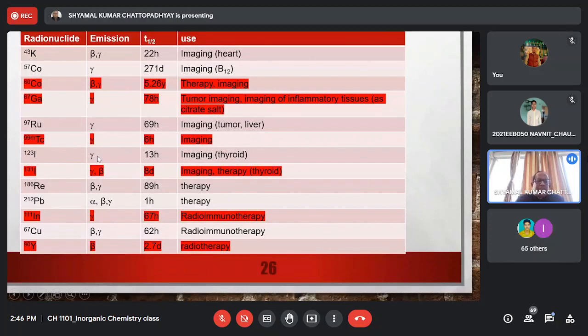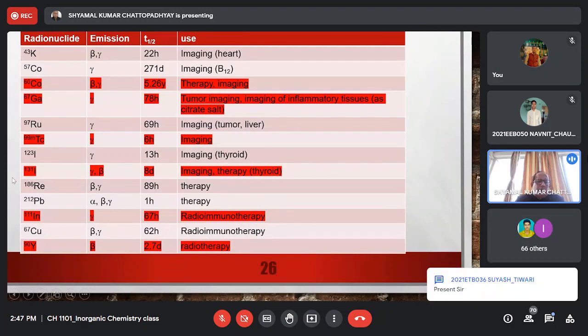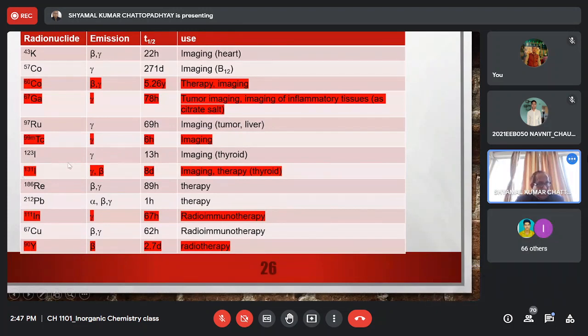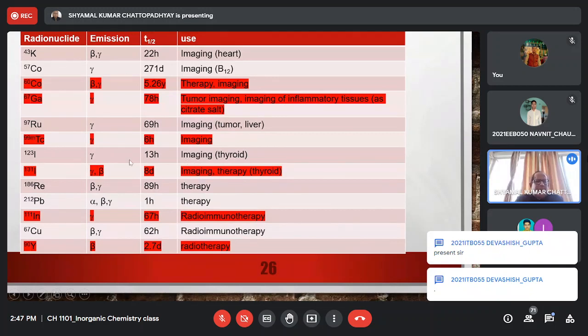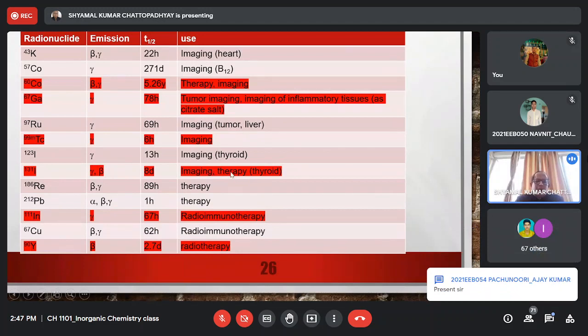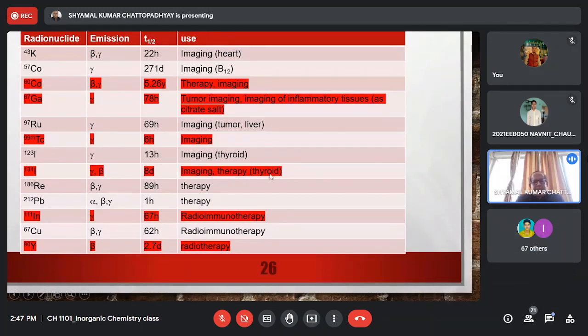Iodine 123 is a pure gamma emitter which can be used for thyroid imaging, but the more widely used iodine isotope is iodine 131, which is both a gamma and beta emitter. Half-life is 8 days, and it can be used for imaging using a gamma camera, and because it is also a very good beta emitter, it can be used for treatment of thyroid cancer, right, thyroid therapy.